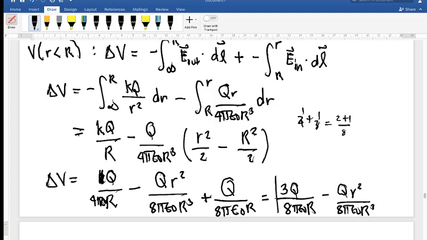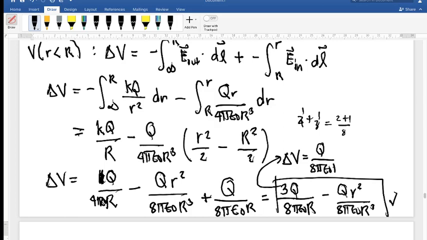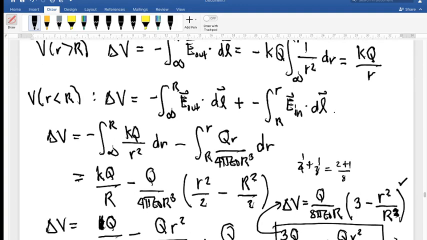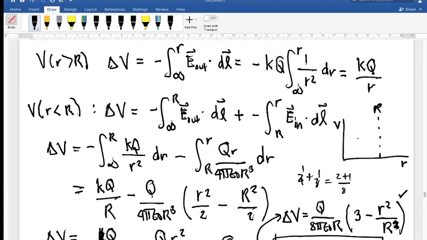You can leave your answer like this, or you can put your answer as q over 8 pi epsilon sub naught R multiplied by 3 minus r squared over R cubed. Okay, this is R squared, because the r is the one outside. If we look at the graph of V versus r for the spherical insulating shell with boundary radius R.